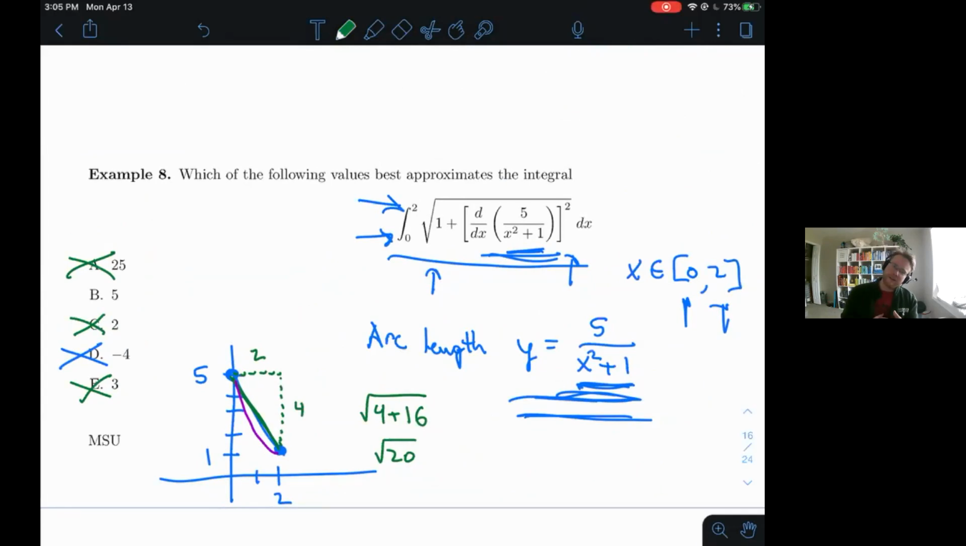So again, this was a fairly conceptual one, but it all hinged on recognizing that this definite integral represents the length of the curve. If you were to actually try to take the derivative, square it, add the 1, and take the square root, I don't think this is possible without using some computer software in order to actually do this.